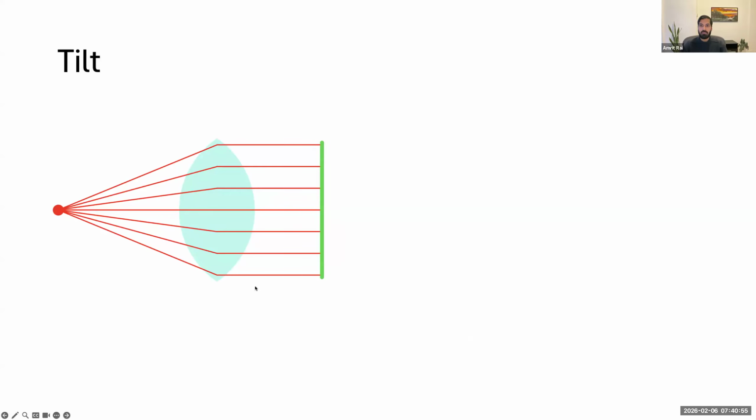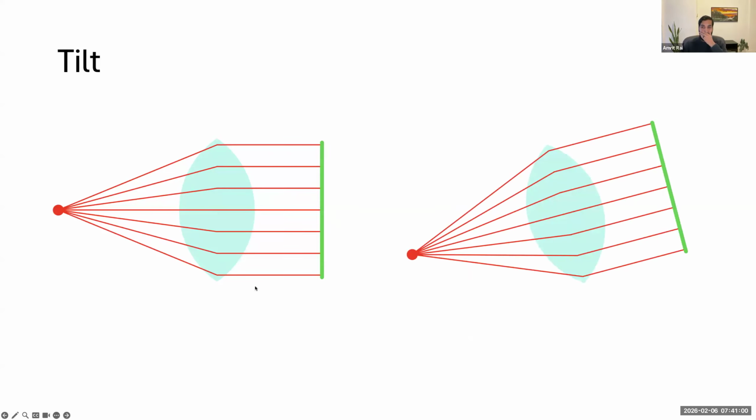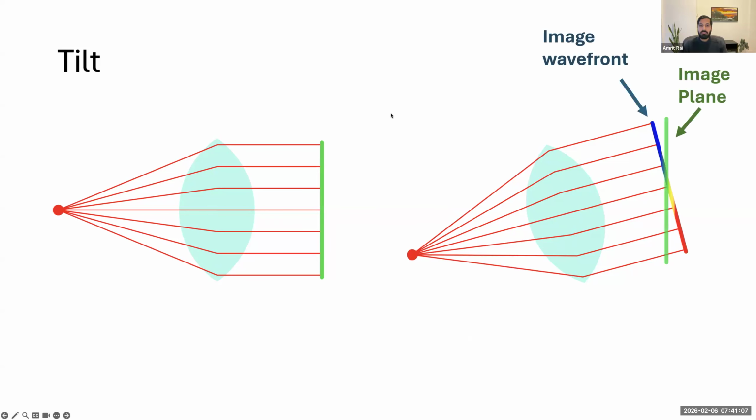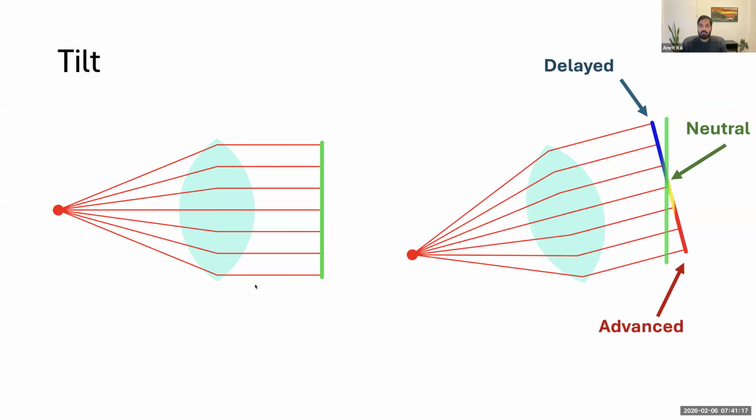Now let's look at tilt. Imagine we start with an aberration-free system, so we get a perfectly flat wavefront. Now tilt the lens and the object slightly, and you see that the image also tilts. But if our image plane, where we measure the wavefront, remains vertical, then the image wavefront appears tilted relative to that image plane. And so some of the wavefront is delayed, here in blue, and some is advanced relative to the vertical image plane. Tilt generally occurs when the object is not coaxial to the eye.